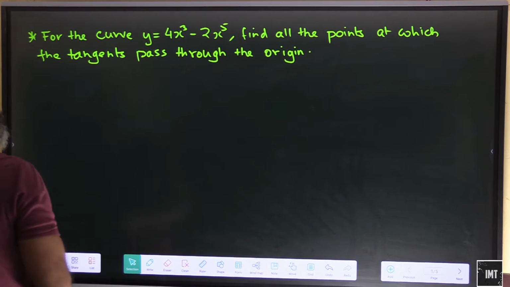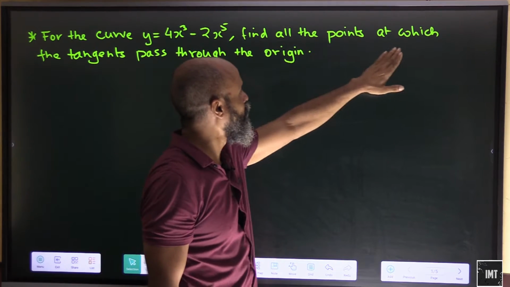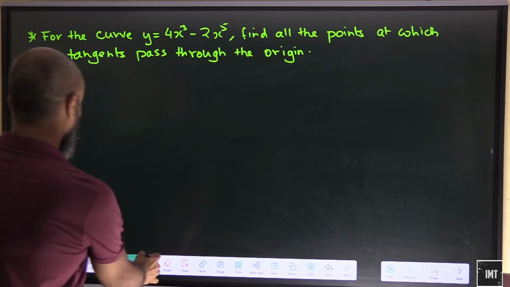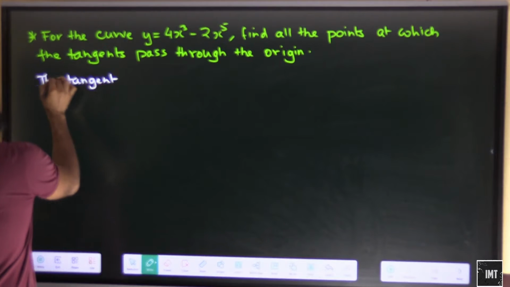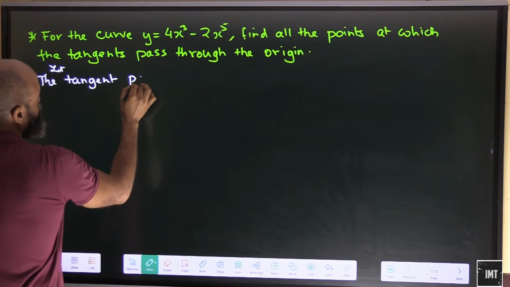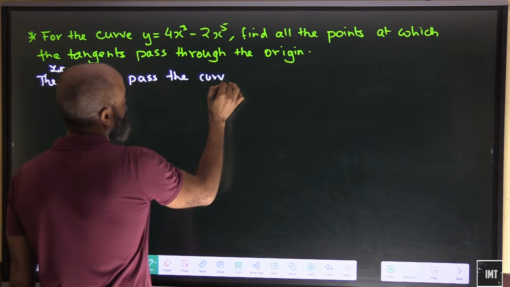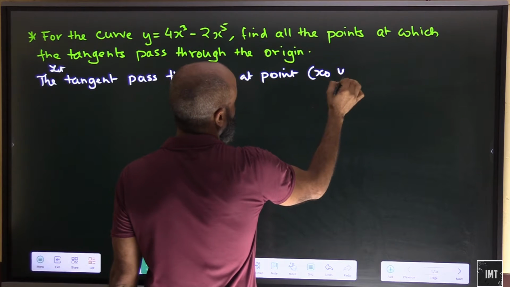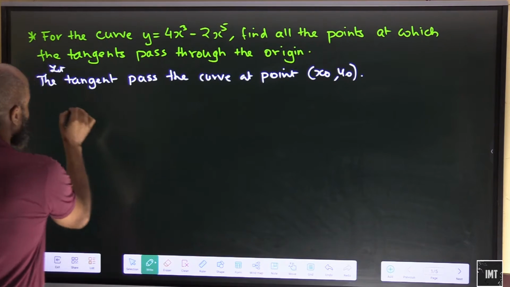Alright. So here we have, for the curve y is equal to 4x cube minus 2x raised to 5, find all the points at which the tangents pass through the origin. Okay, so let the tangent intersect the curve at point x naught, y naught.